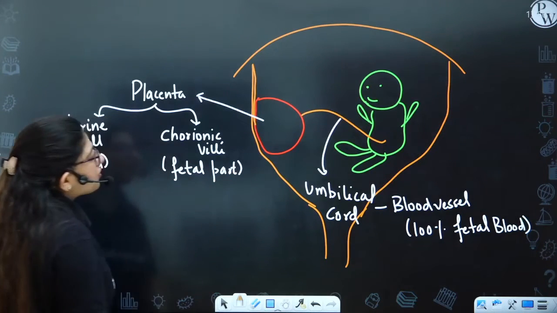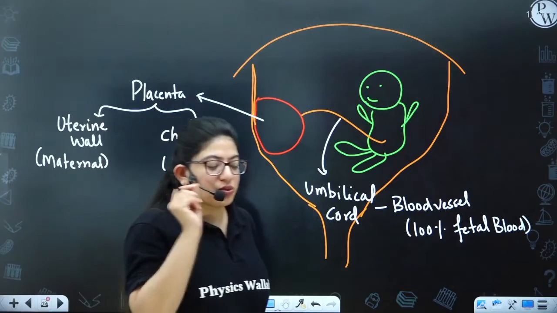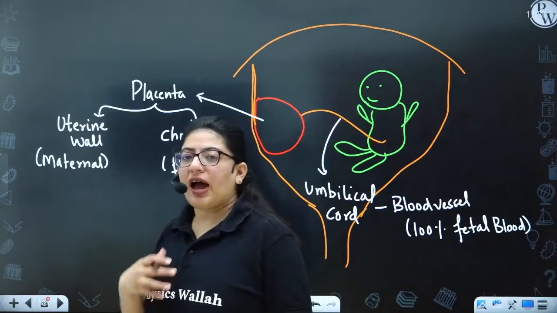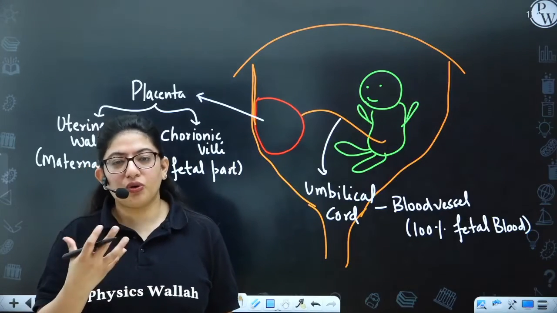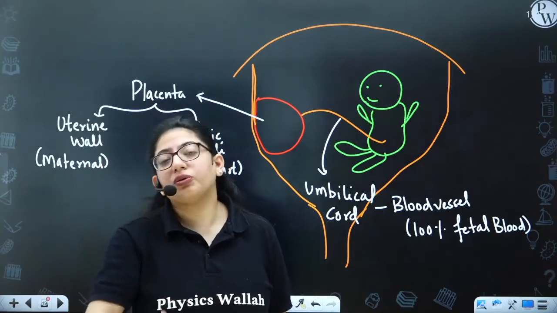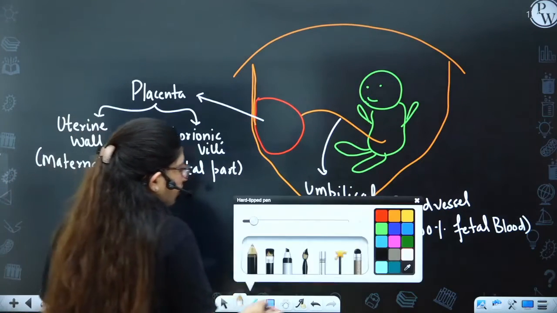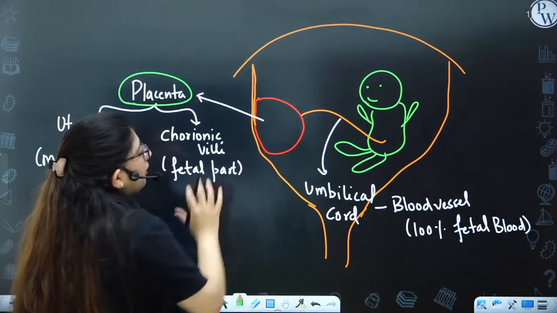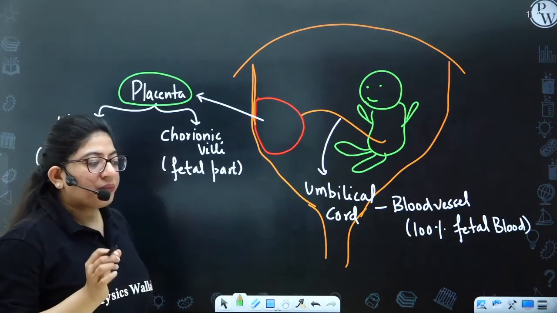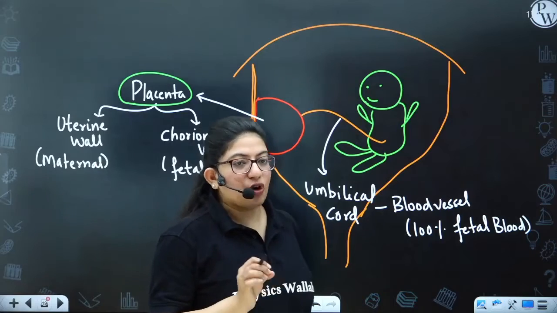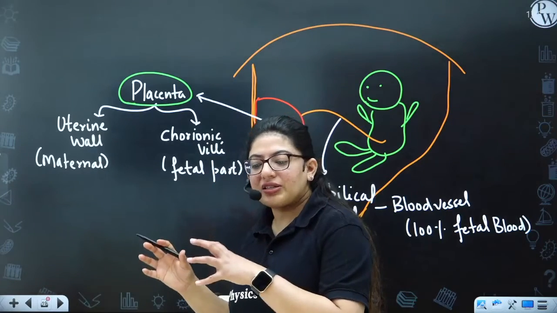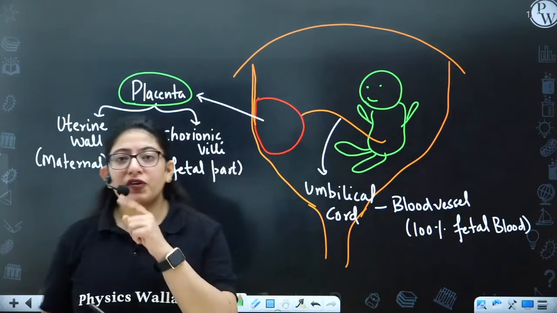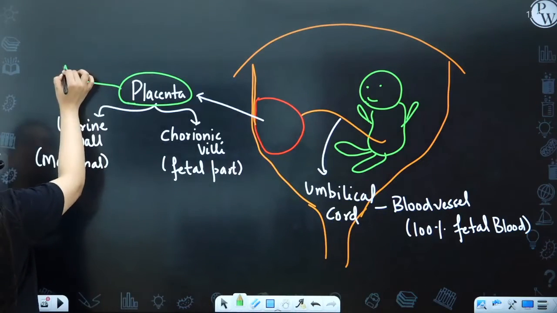Now, what's the function of placenta? What is the need of placenta? Because the fetus has to grow. So it needs a lot of nutrients. So the placenta acts as an organ that will supply a lot of nutrition. The first function of placenta is that it will give nutrition.